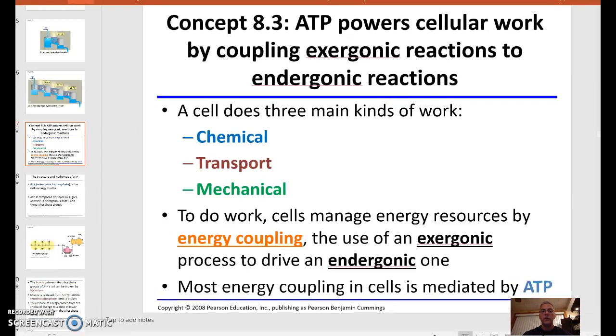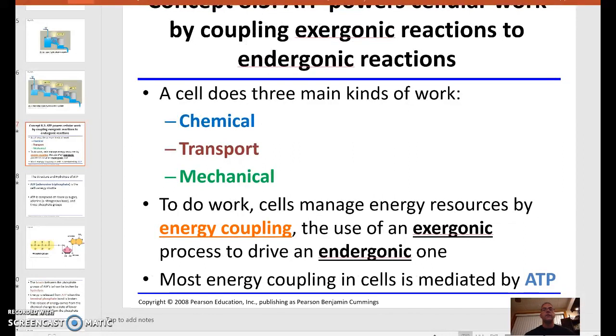So when we start this off, we see that cells have the capability of doing three different general categories of work, and we've already discussed some of these in previous chapters. Specifically, we talked about the sodium-potassium pump as a form of active transport. We've talked about mechanical usage, such as muscle contractions and the use of motor proteins in cilia and flagella.